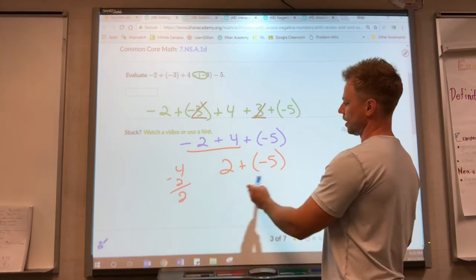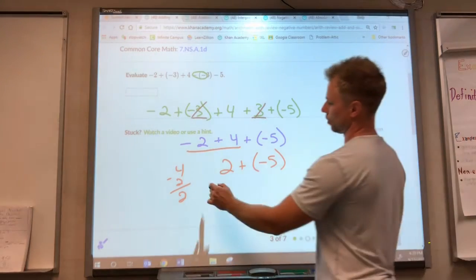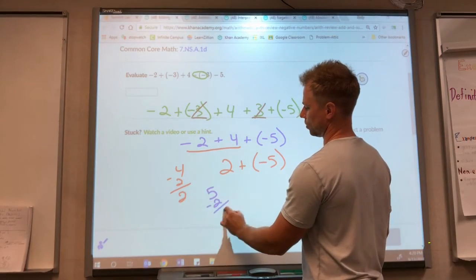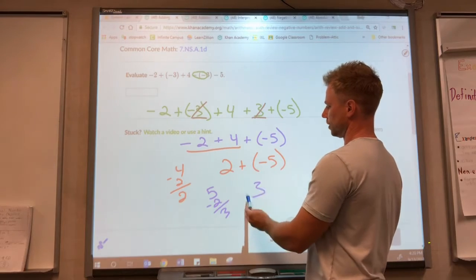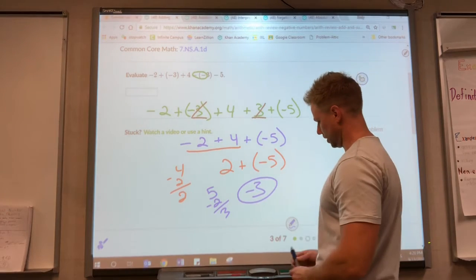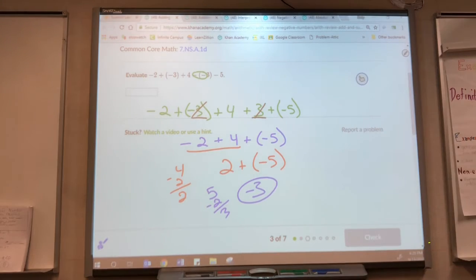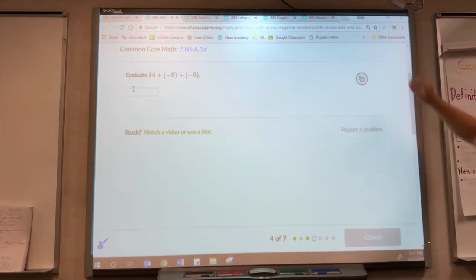Then these two numbers, they are unlike. So again, we're going to subtract. 5 minus 2 is 3. Keep the sign of the bigger number. 5 is a bigger number, it's negative, so that's going to be a -3 for our final answer. We'll plug that in. Good. All right, let's try another one.